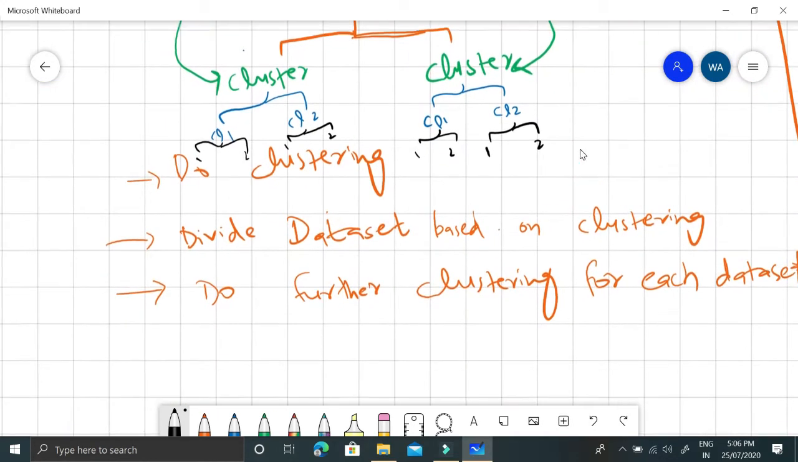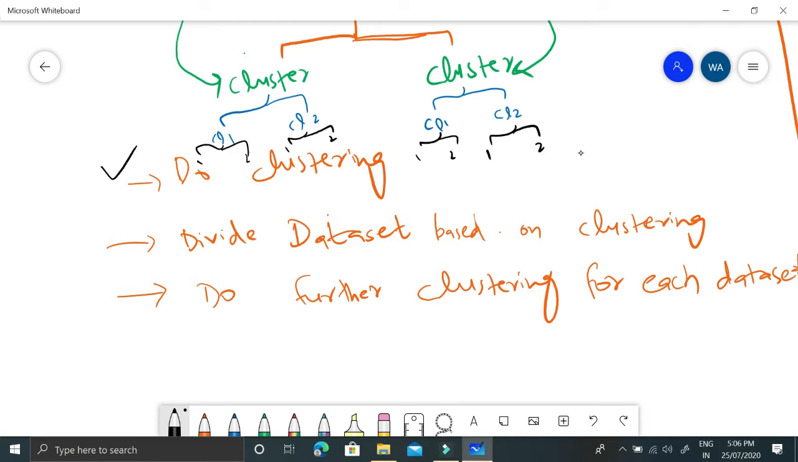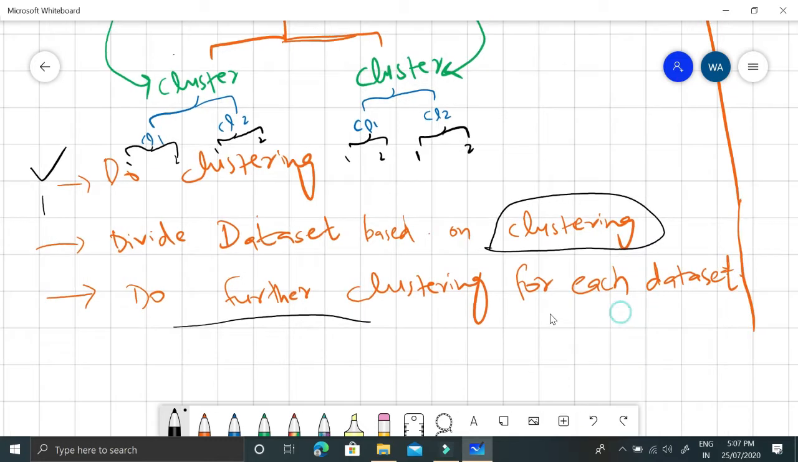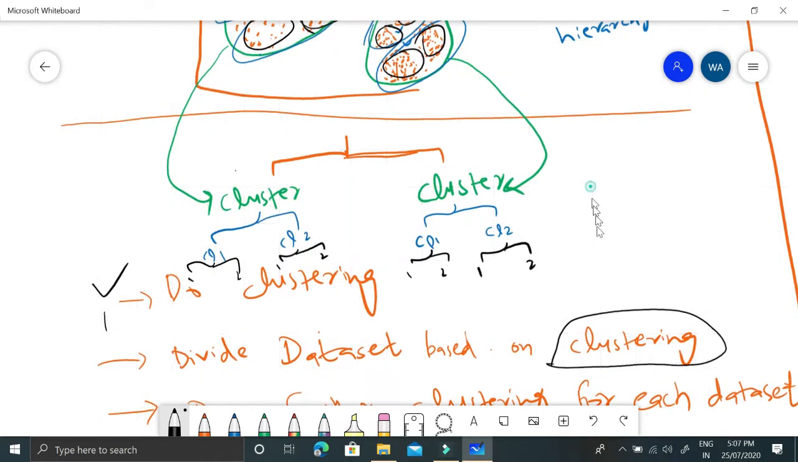Now, the basic idea is to do clustering. The clustering part could be done by any algorithm, but we are using k-means here. We divide the data set based on clustering. Whatever clustering we have done, we extract the data out of that cluster. Once we extract the data set, we do the first step again. We further cluster the extracted data set for each of the clusters. So this is how the whole process works.